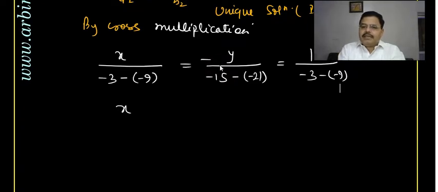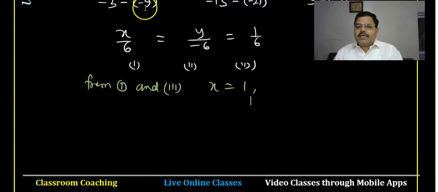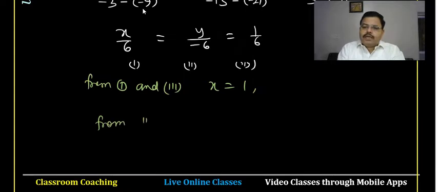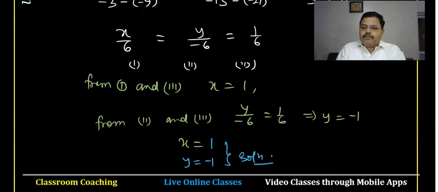So it will come finally like x by minus 3 plus 9, that is x by 6, is equal to, here this is plus 21, so 21 minus 15 is 6, so y upon minus 6, and that will be 9 minus 3, that is 6, 1 upon 6. So from first, second and third, we can write here from first and third, x is equal to 1, 6, 6 cancel. And from second and third, y upon minus 6 is 1 upon 6, so y is equal to minus 1. So x is equal to 1 and y is equal to minus 1, that is the solution. I hope you got it.